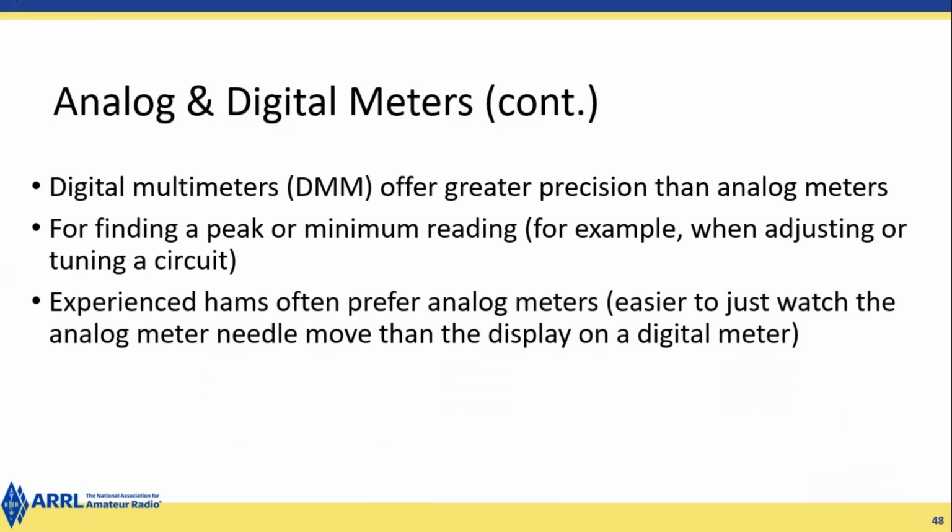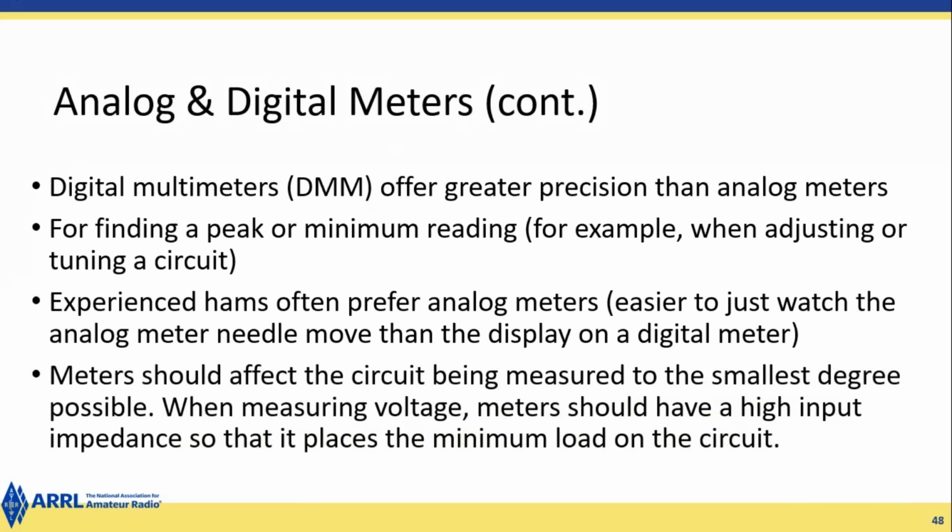Analog meters are better to find a peak or a minimum value, for example, when adjusting or tuning a circuit. Experienced hams often prefer analog meters. It's easier to just watch the analog meter move in a display than on a digital meter. You can watch the needle find its thing on the analog meter. It's thinking and settling down. It just depends on what you're trying to measure. Meters should affect the circuit being measured in the smallest degree possible. When measuring voltage, meters should have a high input impedance so they place a minimum load on the circuit.